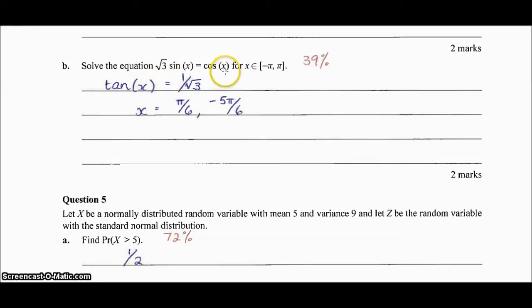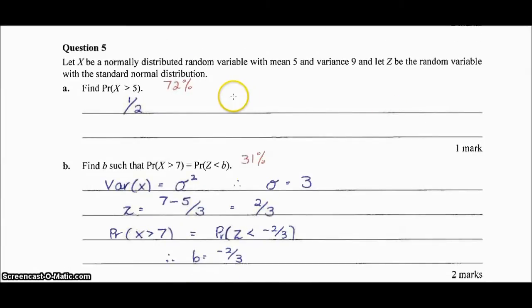And if you divide by root 3, that gives you my first line here. Tan of x is equal to 1 on root 3 is very easy to solve. We get pi on 6 as our first solution, and then we need to be between negative pi and pi, so we'll go back the other way, giving us my other solution of negative 5 pi on 6.